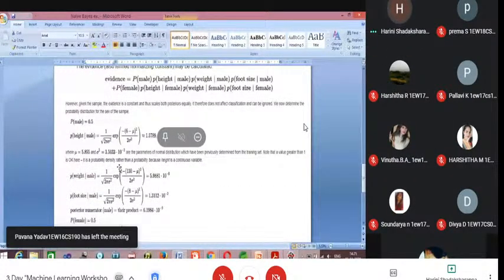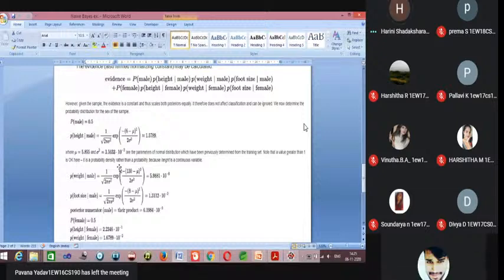I'll just predict my prior knowledge could be 0.5 and 0.5. The probability of being male is 0.5. The probability of being female is 0.5. Okay, so after that, I have to find out the probability of height given male.